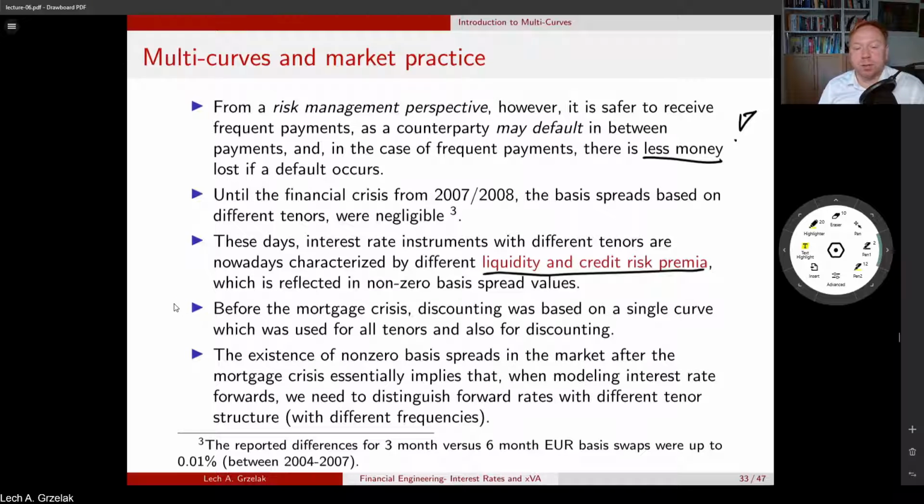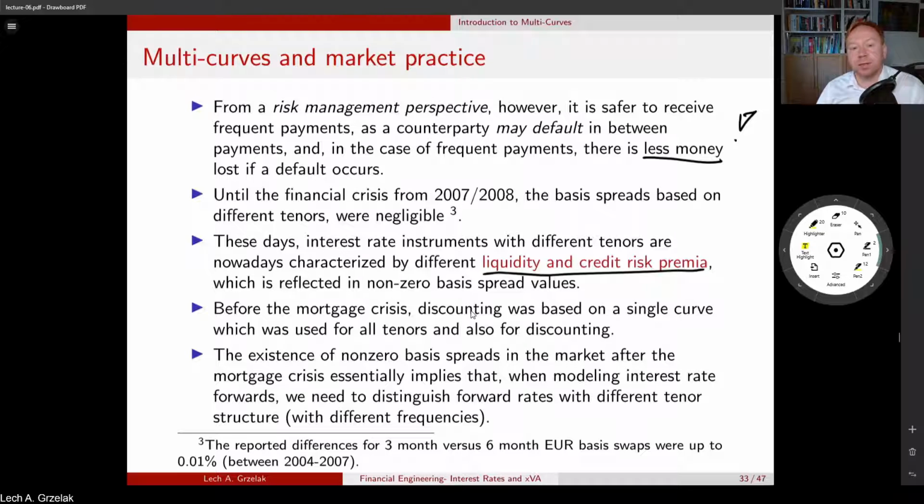For the mortgage crisis, so again, this is 2007, 2009, discounting was based on a single curve. Or pricing was not only discounting, because this may be misleading. Discounting and pricing was based on a single curve, which was used for all the tenors. So we had only one curve, and this curve was used all over the place. What we have learned in a previous block about construction of a yield curve and interpolation, that was always the case until the financial crisis.